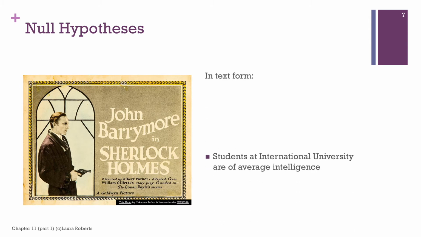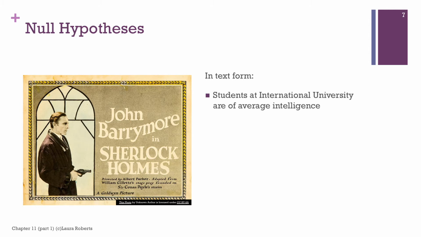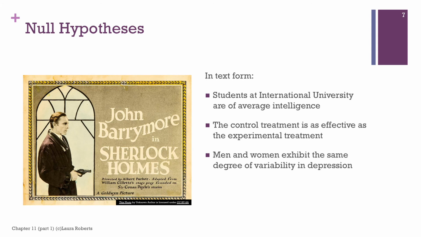And in text form, students at International University are of average intelligence. The control treatment is as effective as the experimental treatment. It's a little different than the hypotheses we saw before because now we're looking at the null hypotheses for each study. Men and women exhibit the same degree of variability in depression, and there is no relationship between IQ and math anxiety.